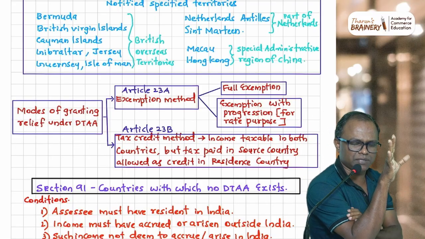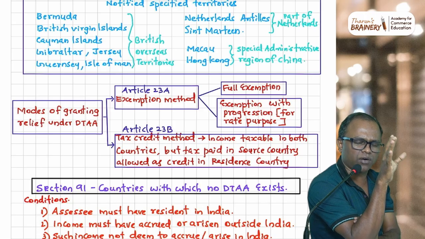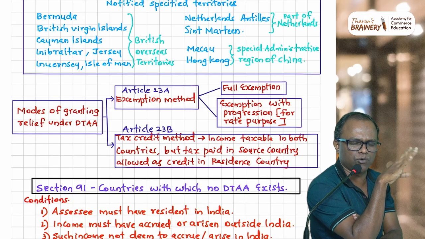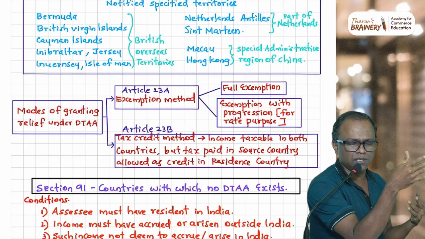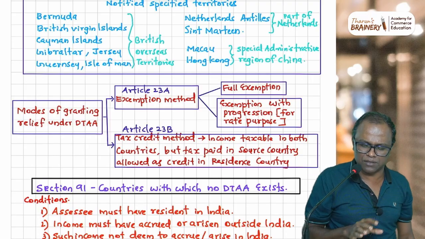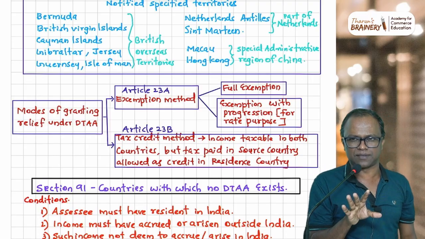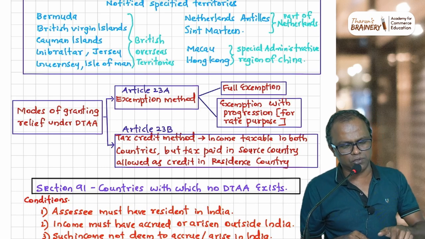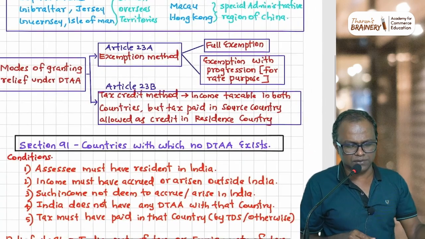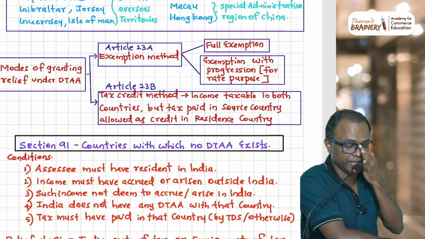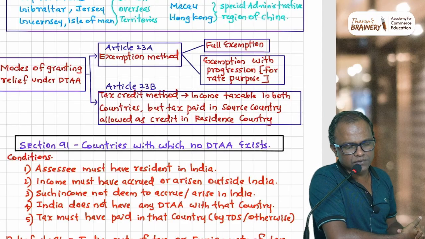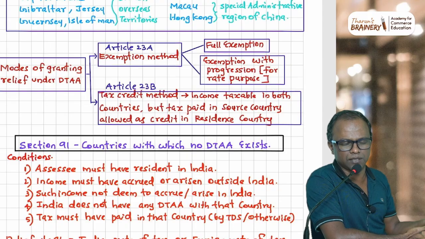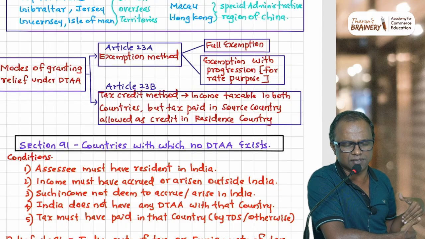So remember, exemption with progression means that foreign income will be added to total income only for finding out the rate of tax, and that rate of tax will be applied only on Indian income. Foreign income is not taxed here, but for rate of tax purpose it is considered. The most popular method is the tax credit method, mentioned in Article 23B of the DT agreement, which says income is taxable in both countries. Income earned in the source country and income earned in the residence country will be taxed in the residence country, right?